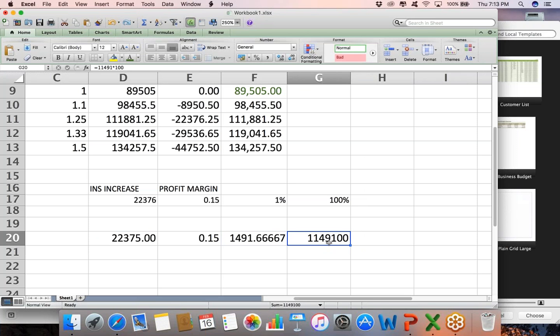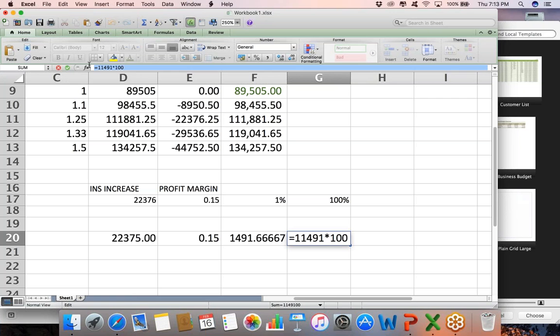Give me 1 second, folks. 22,375 divided by 15% times 100. Okay, it's 149. For some reason, I'm carrying an extra zero, and I don't know why. Let me see. Oh, I'm sorry. 1491. Let me get this over again.